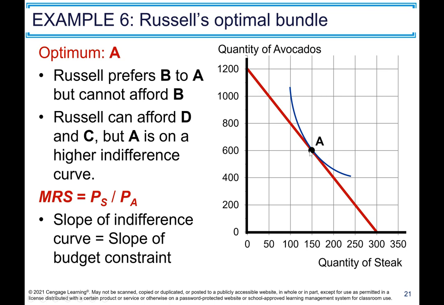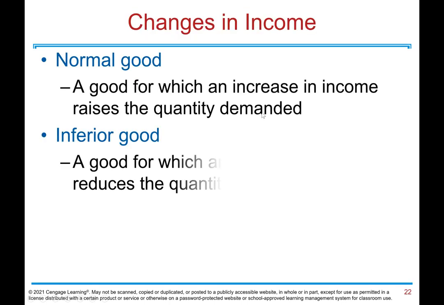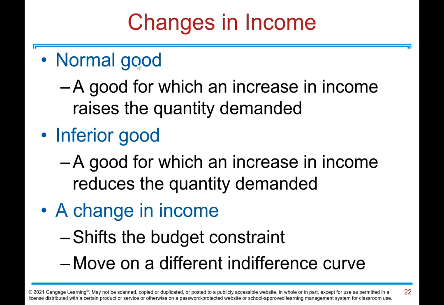Changes in income. Normal good, definition: a good for which an increase in income raises the quantity demanded. Inferior good: a good for which an increase in income reduces the quantity demanded. A change in income shifts the budget constraint, and the consumer moves along to a new indifference curve.